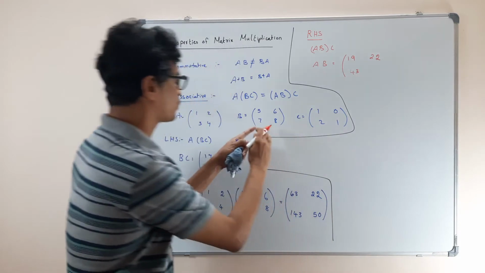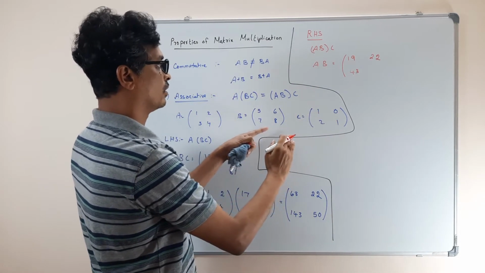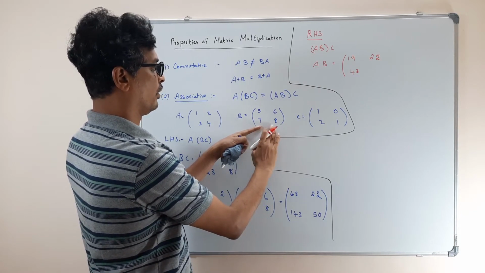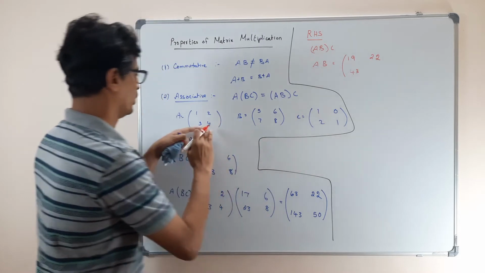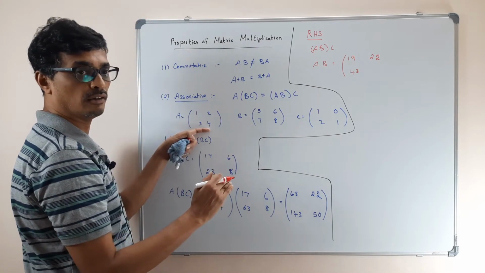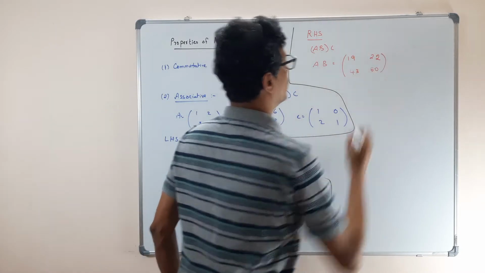And then what about the last one? That is this and this. No, second row and second column. Sorry, second row and second column. What will be? 50. Okay, we got it.